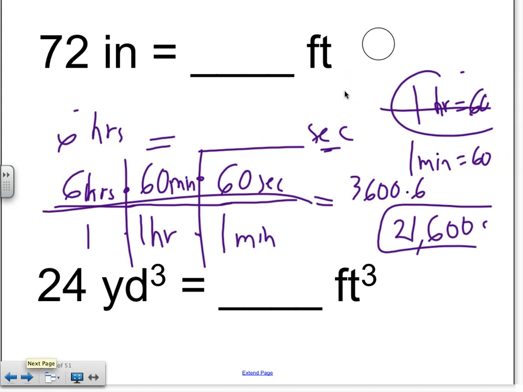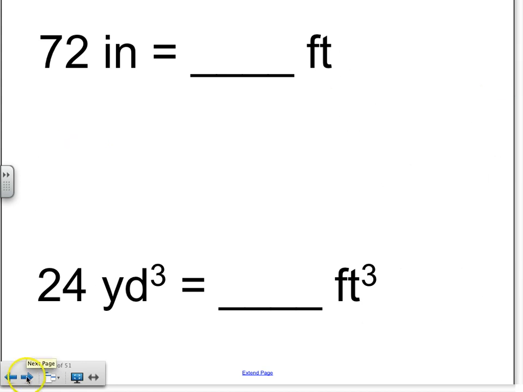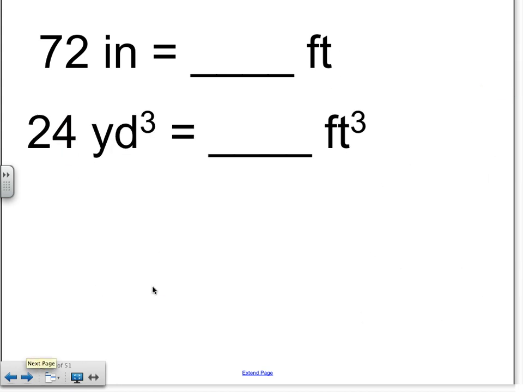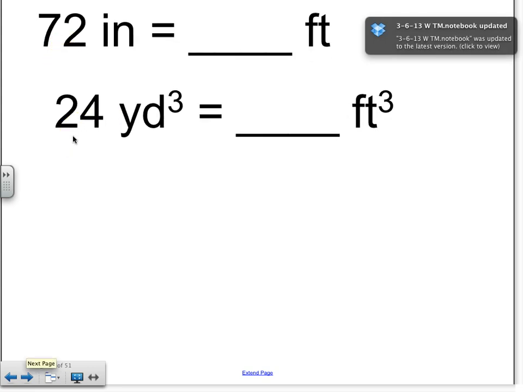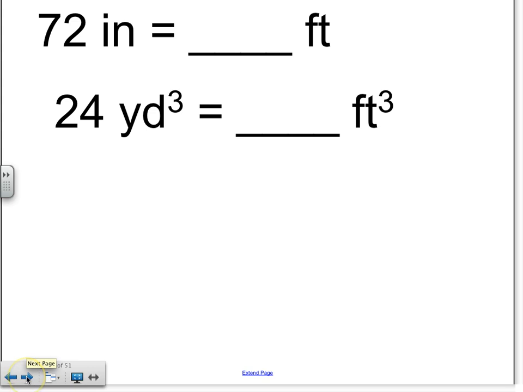Check out this last problem here. Yeah, basically, you spend 21,600 seconds every day at school. That's a waste of time. No, it's not a waste of time. We learned stuff. Okay, here we go.